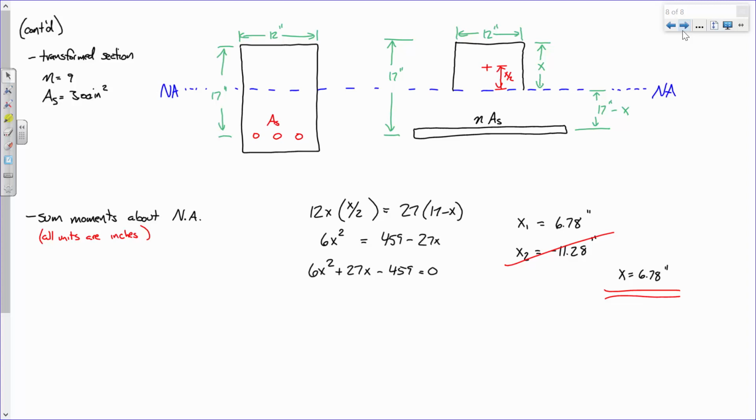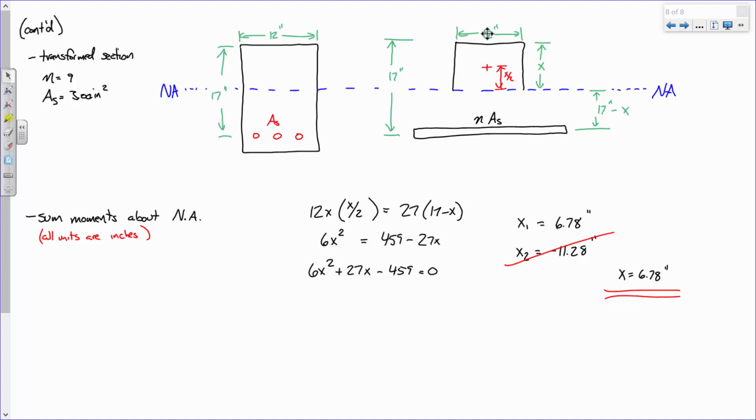So we look at our section and we say, okay, all of the area above the neutral axis must have the same moment contribution as the area below the neutral axis, right? What's the area above the neutral axis? What's the area of that box? Well, it's 12 times x. And how far is the centroid of that box from our neutral axis? That's x over 2. Then below the neutral axis, we have this area, which is nA_s, so nA_s is 27, times the distance. How far is it from here to there? That's 17 minus x.